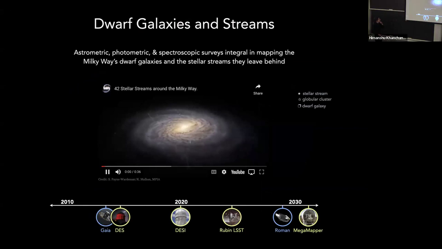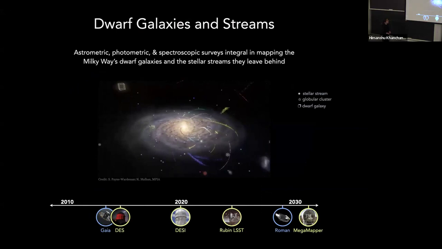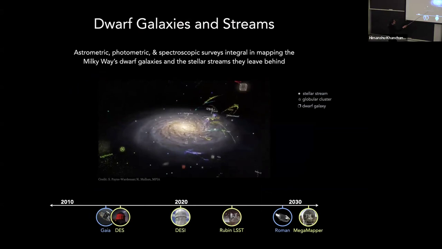We've been learning a tremendous amount about this structure in our own galaxy in recent years, mostly from data coming from Gaia, and also the Dark Energy Survey. This movie is just showing dwarf galaxies. The dwarf galaxies are shown by boxes, like these ones here. And then these stringy things are stellar streams that have been discovered.